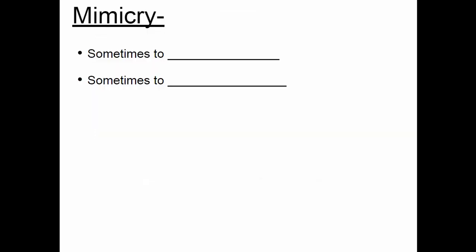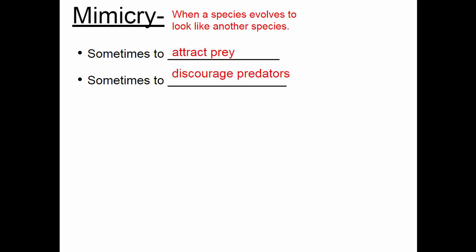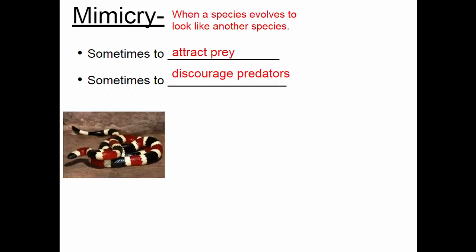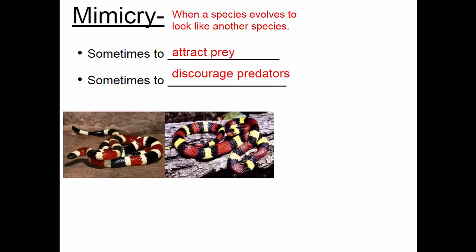Can we talk about mimicry today? We have 5 minutes. We have 1 minute. Mimicry is when one species evolves, let's just write it down, to look like another species. Sometimes to attract prey, sometimes to avoid predators. You know what this is? Snake? It's a coral snake. It's deadly. This is not a coral snake. It's a harmless king snake.